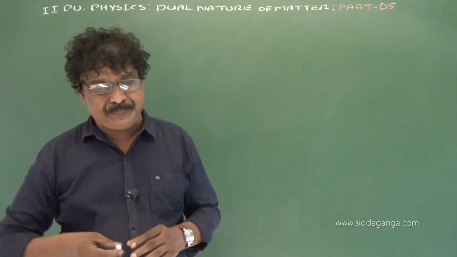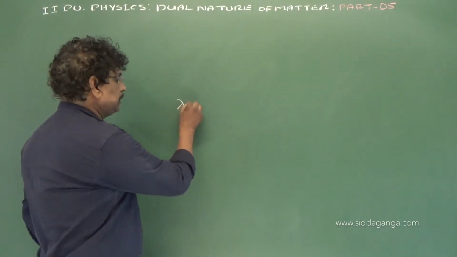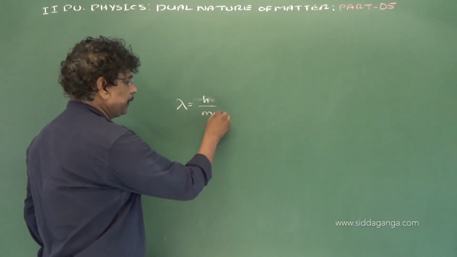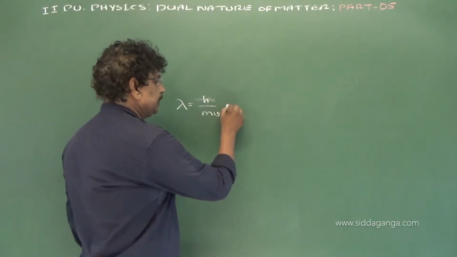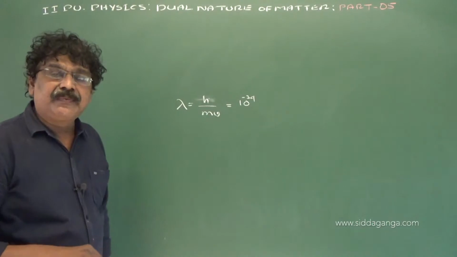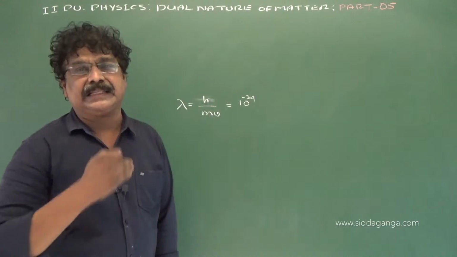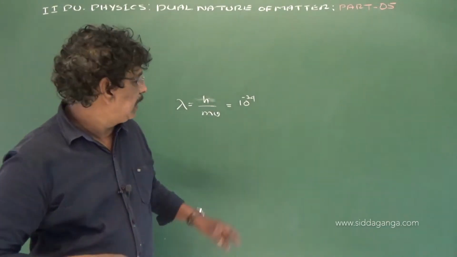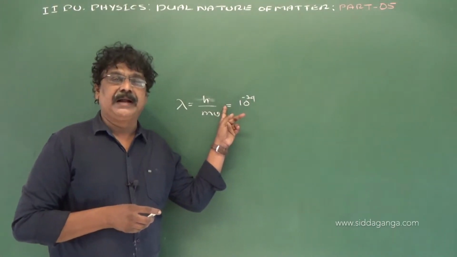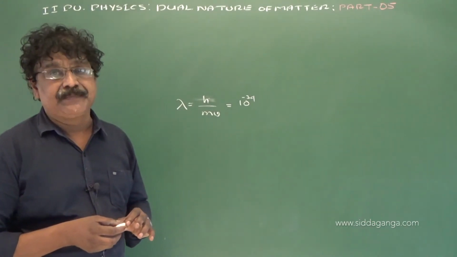wave nature, but since we have lambda equal to h by mv, and this h is of the order of 10 raised to the power of minus 34, therefore, in case of macroscopic particles, the velocity is very small, of the order of 10 raised to the power of 2. Masses are of the order of 10 power 2, 10 power 3 kg.